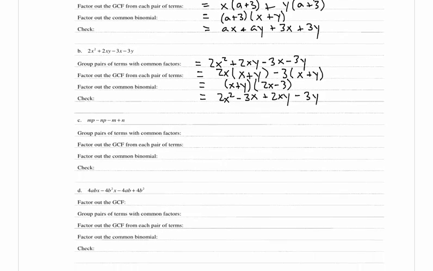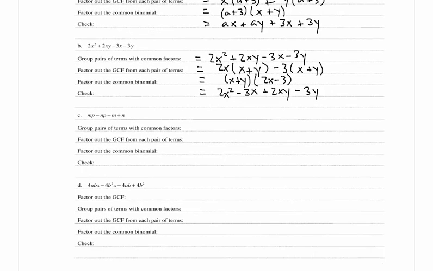In C, we have mp minus np minus m plus n, and we want to group the pairs of terms with common factors. So I'm going to group my two terms that have m in them. So I have mp minus m, and now I want to have my two terms with n in them. So I have minus np plus n, and I want to factor out the common factor from mp and m, and that's going to be m. And when we factor m out of the first two terms, we're left with p minus 1.